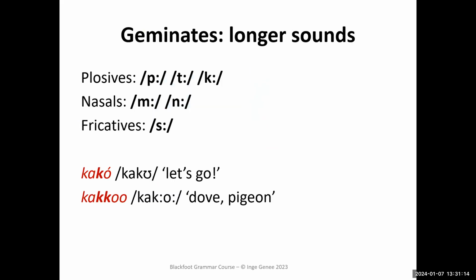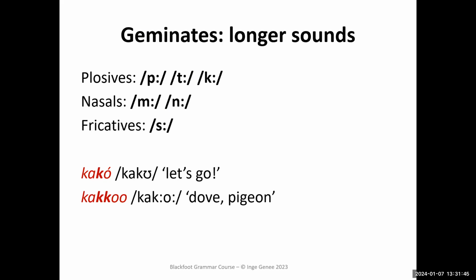Before we can finish our overview of Blackfoot consonants, there's one more thing we need to mention. Many sounds in Blackfoot have two versions, a shorter one and a longer one. The longer one is called a geminate. The phonetic symbol for a long sound is that we add a colon to it. Not all consonants have a geminate version. Only the PTK, the nasals M and N, and the fricative S have a distinct long and short version.